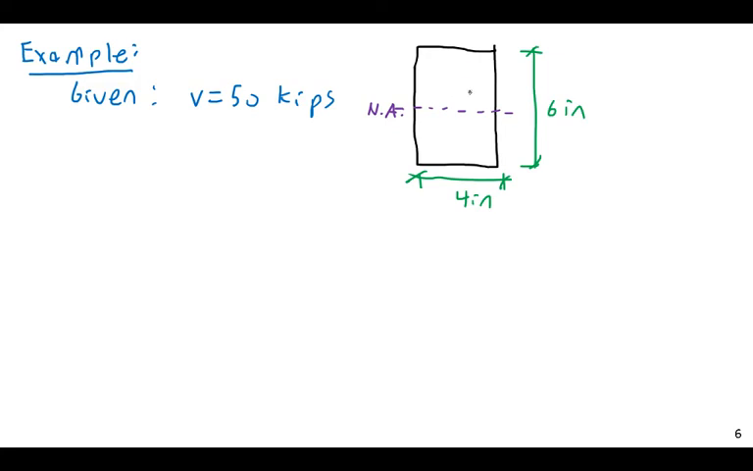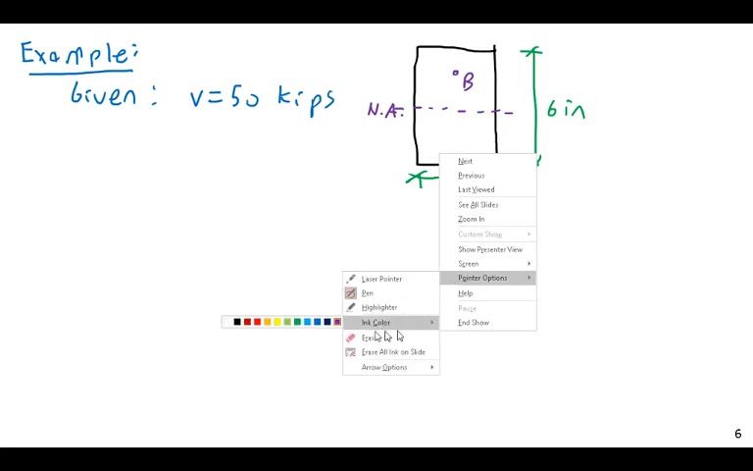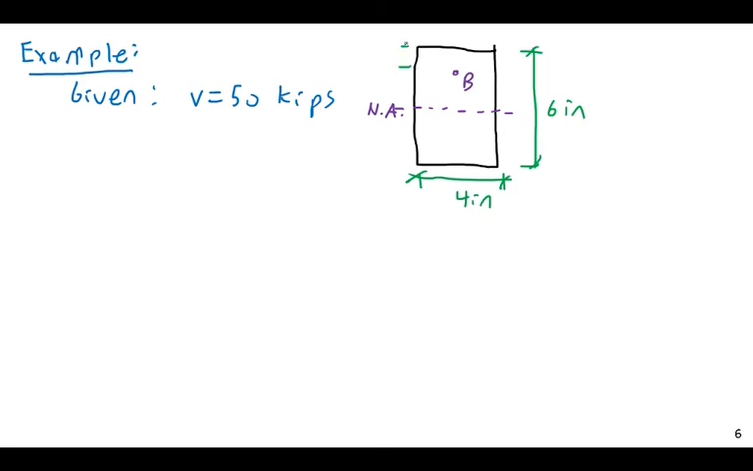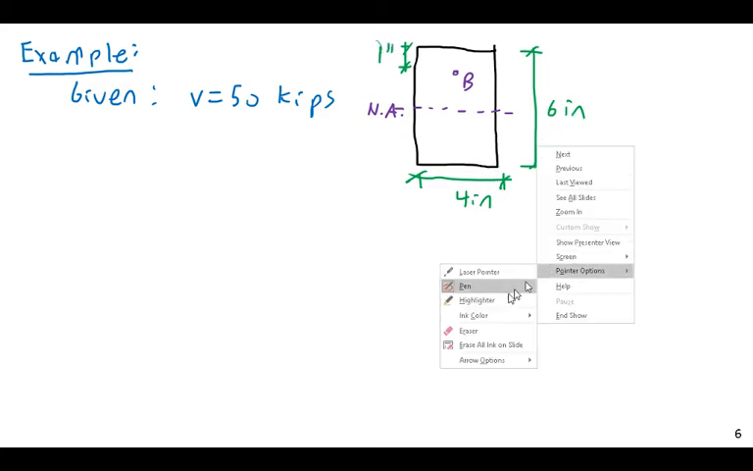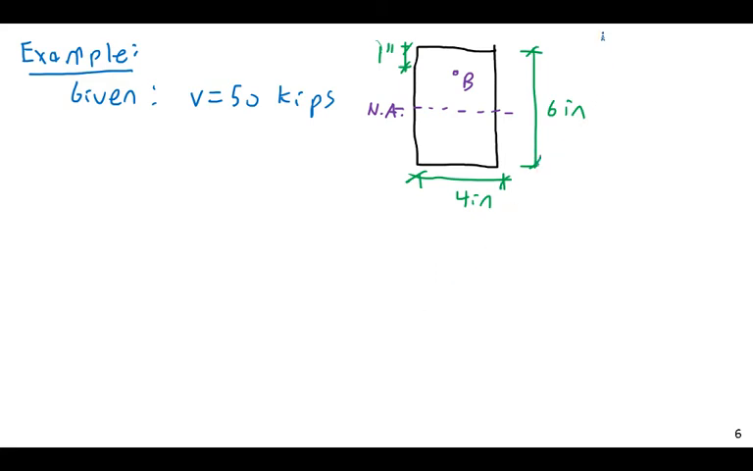And let me also define a point B. Point B will be located 1 inch from the top. I'll need to know that as well. 1 inch. Okay, I want to find two things. Find A, the shear stress at the neutral axis, so tau at the neutral axis, and B, the shear stress, or sorry, this tau at B, I should say.